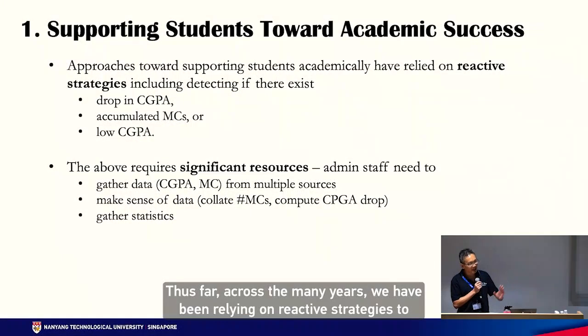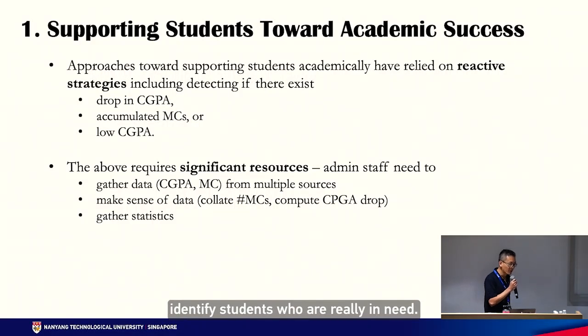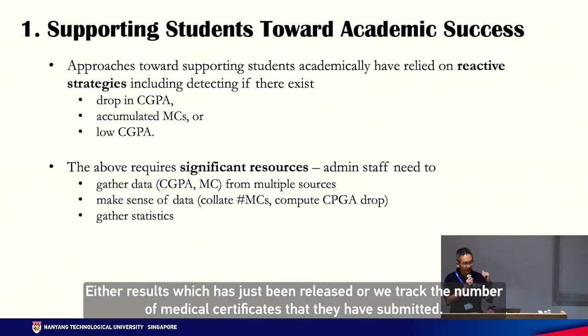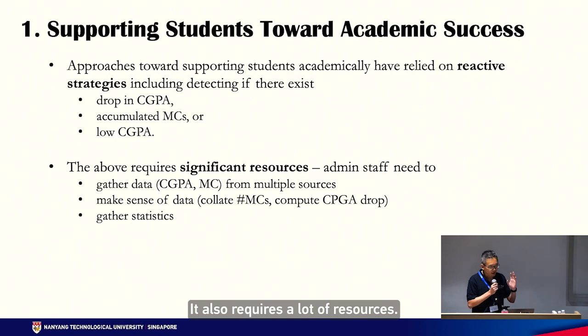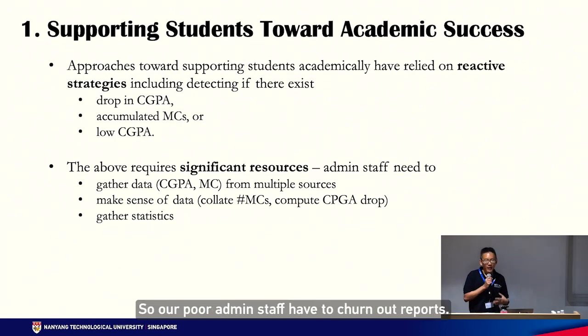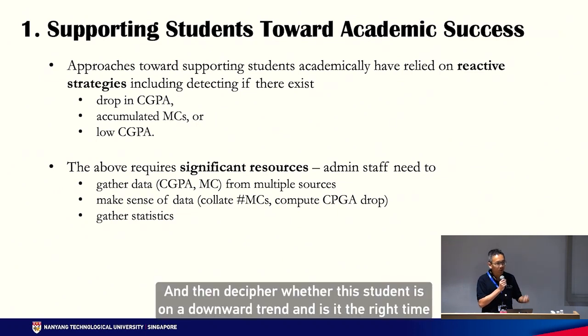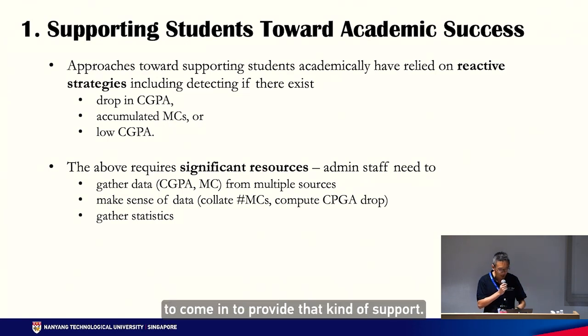Thus far, across the many years, we have been relying on reactive strategies to identify students who are really in need. We always wait for results to come out. Then we say, hey, this student needs help. Either results which have just been released, or we track the number of medical certificates that they have submitted. It also requires a lot of resources. So our poor admin staff have to churn out reports, and then our student care managers have to look at the report, look at the trends, and then decipher whether this student is on a downward trend and whether it is the right time to come in to provide that kind of support.